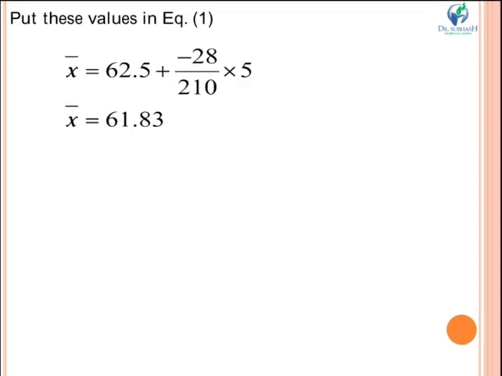Now we will put these values in our equation 1. That is, x bar equals 62.5, that is A, our assumed mean, plus summation fi di, that is minus 28, upon summation fi, that is 210, into h. On calculating this, we get our mean as 61.83. Okay, so these were a few examples based on arithmetic mean.